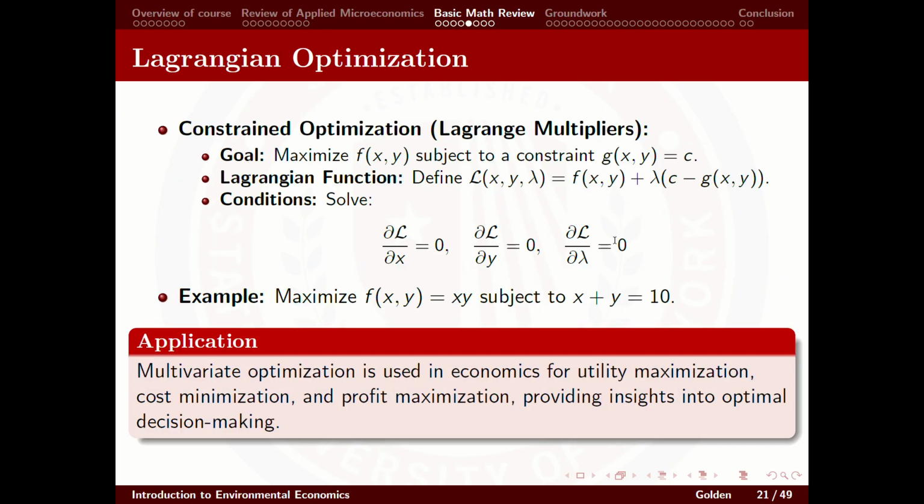So Lagrangian optimization is a tool for constrained optimization. The goal is to maximize a function of multiple variables subject to some sort of constraint, usually phrased in the form g of x, y equals some constant or some value of another variable.